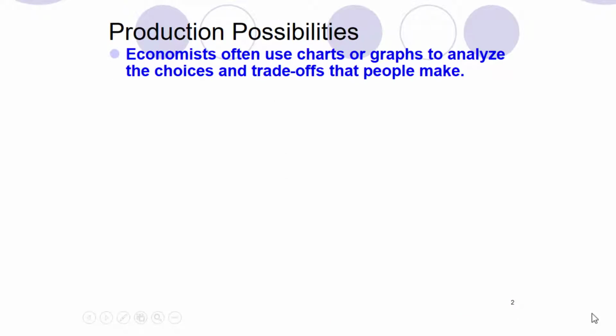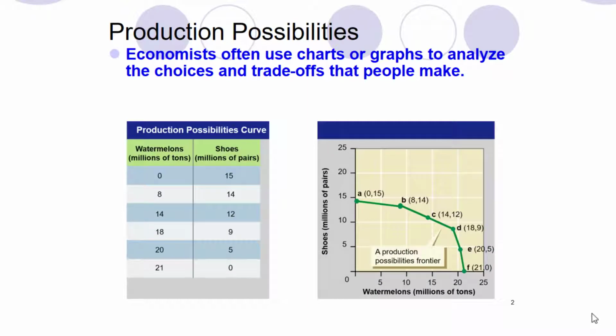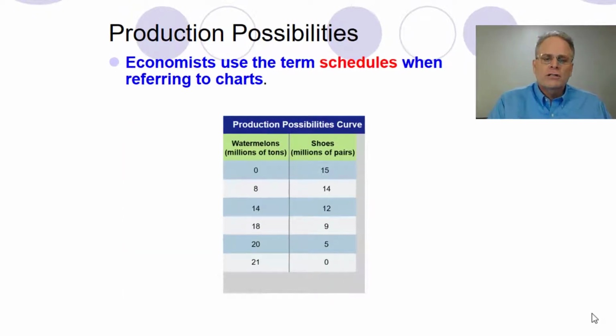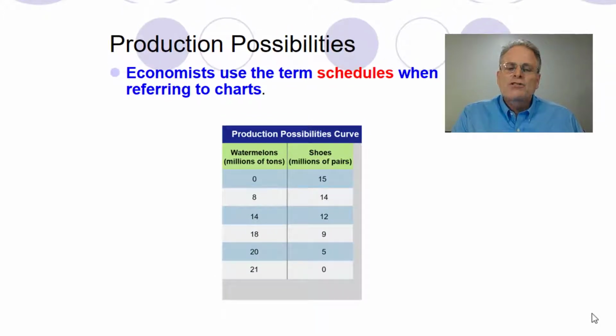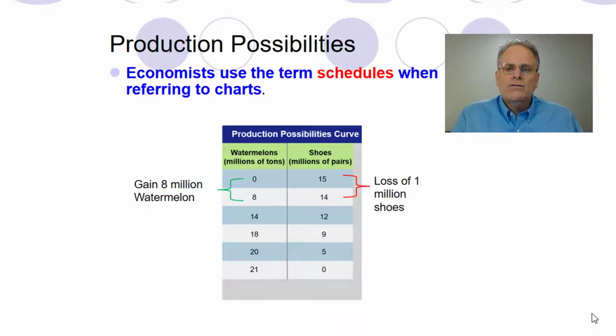Economists use two tools, charts and graphs, to analyze the choices and trade-offs that people make. Economists use the term schedules when referring to charts. The production possibility schedule shows exactly how many items can be produced, what the trade-off is at every level of production. For example, if I want to go from producing 0 watermelons and 15 million pairs of shoes to 8 million watermelons, it would cost me 1 million pairs of shoes.